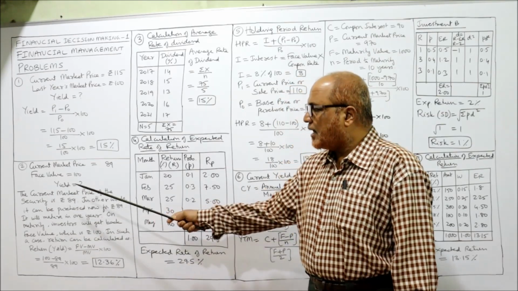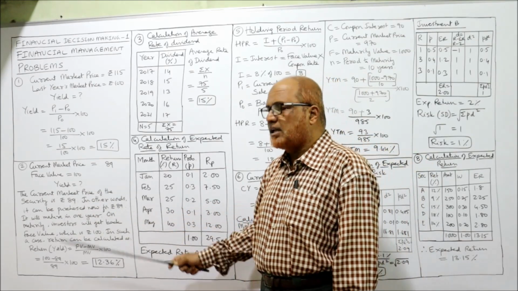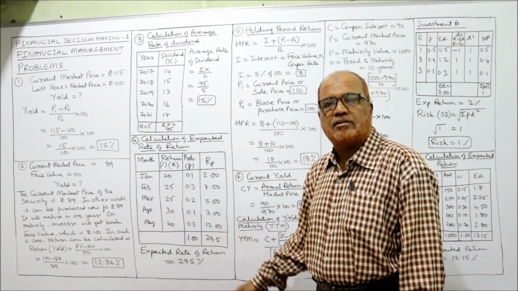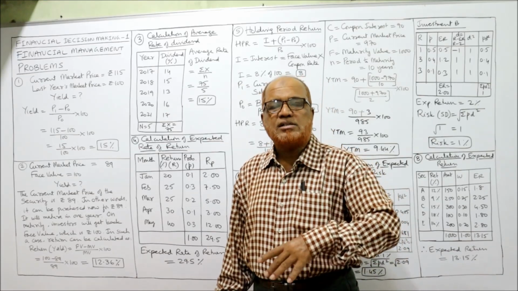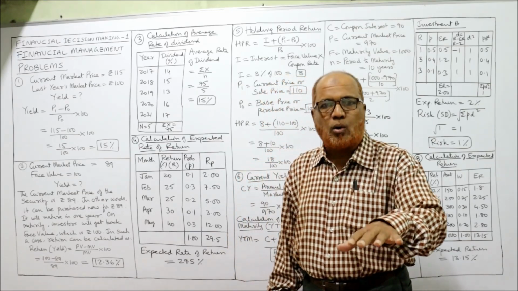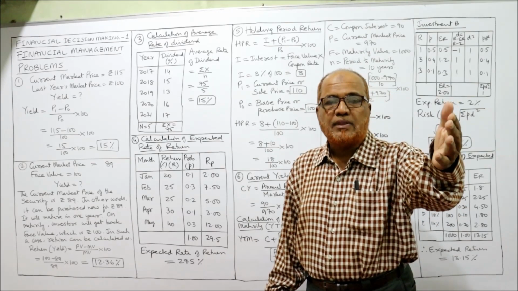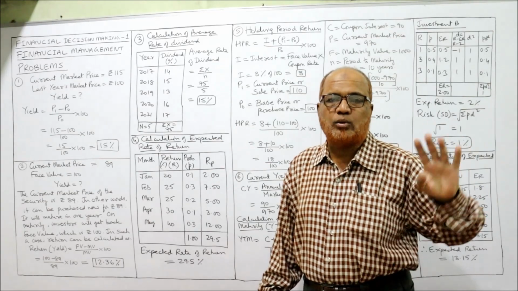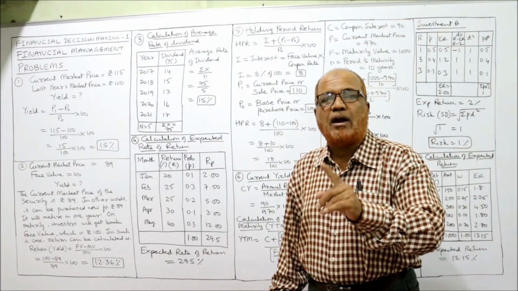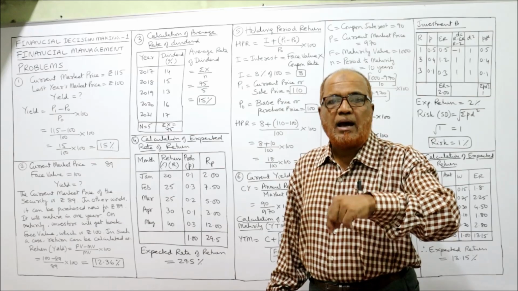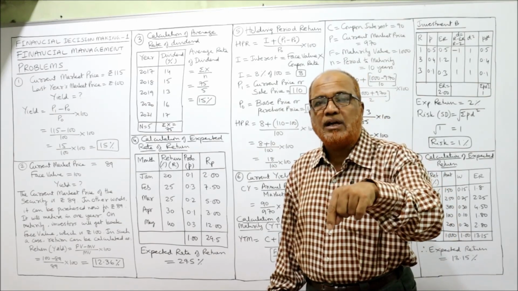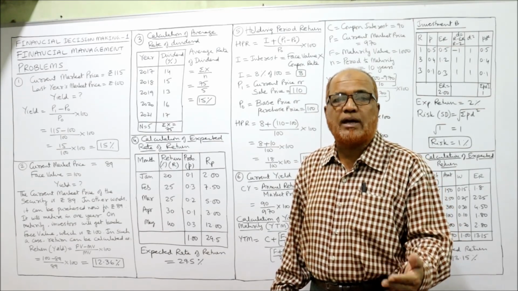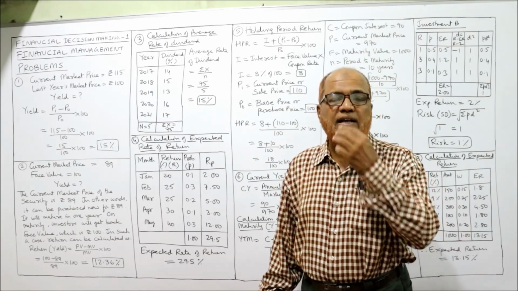Now see here. The current market price of the security is 89. In other words, it can be purchased now for rupees 89. Suppose I am the investor. I am purchasing the security at rupees 89 now. After 1 year, the maturity period will be over. I have to return this security to the issuer and the issuer will pay me 100 rupees. So presently I am paying 89 rupees. After 1 year I am going to get 100 rupees back. So what is the rate of return I am going to get?